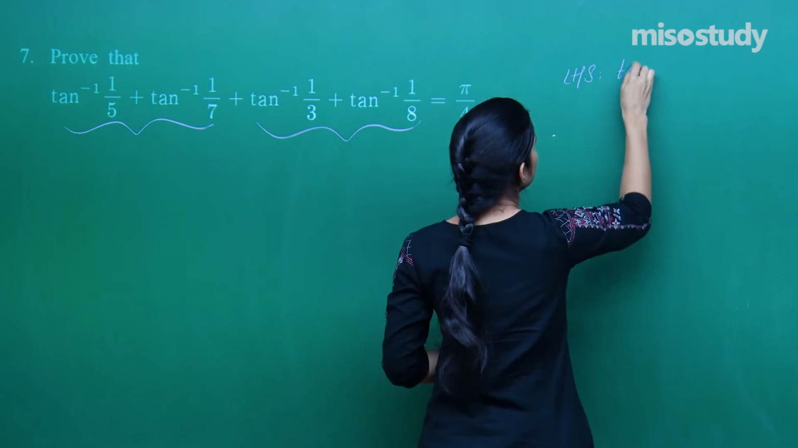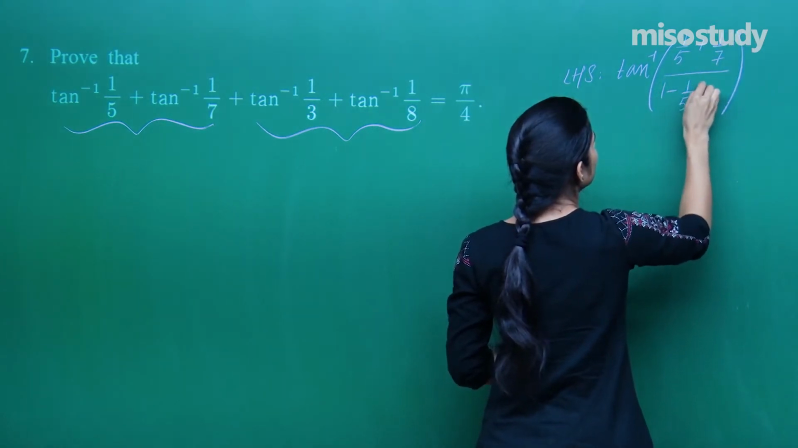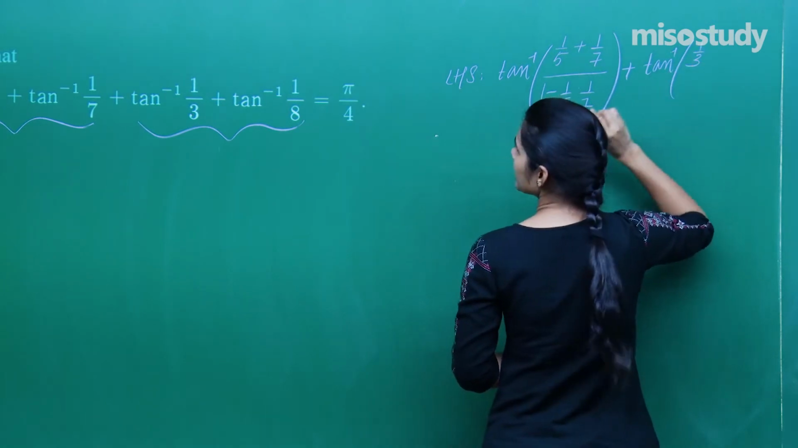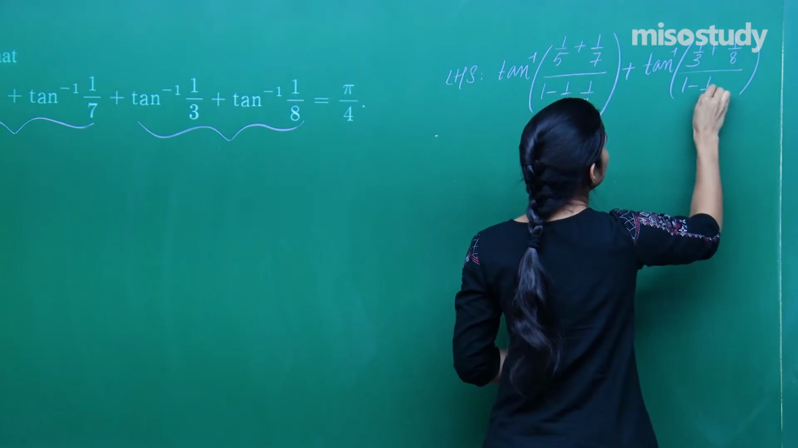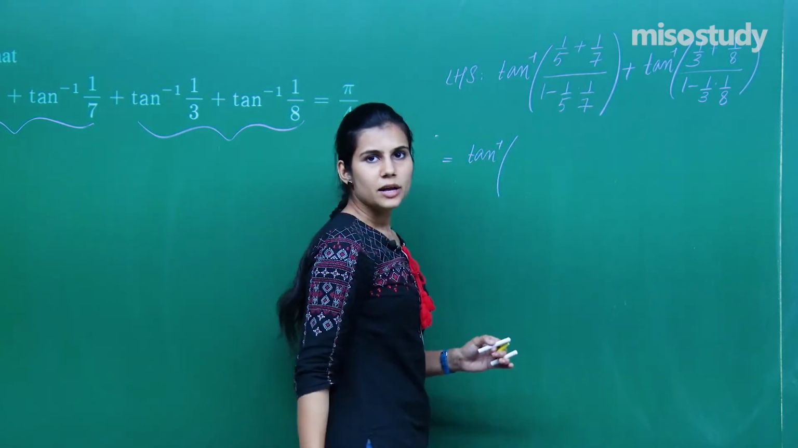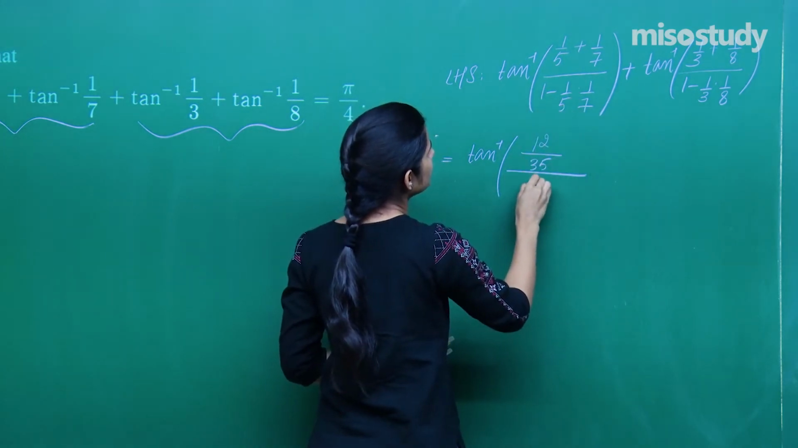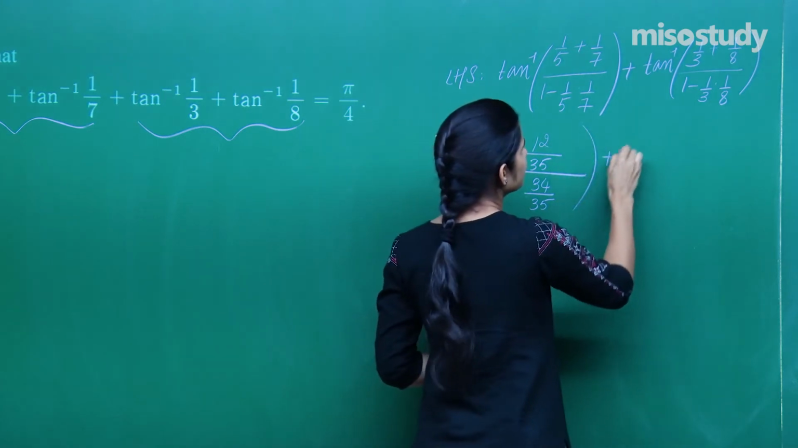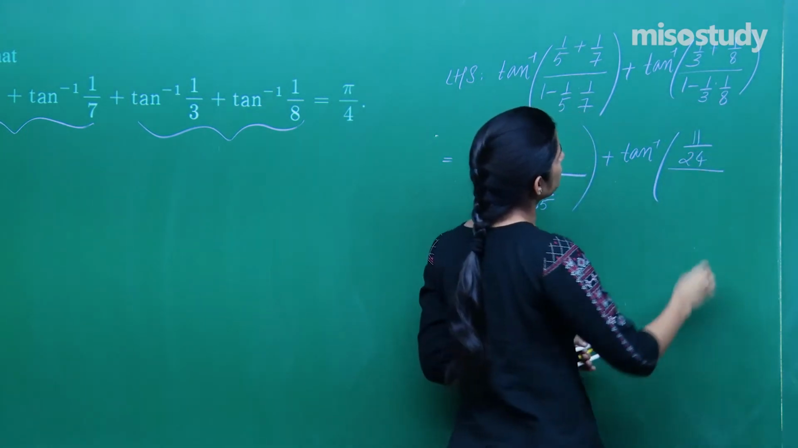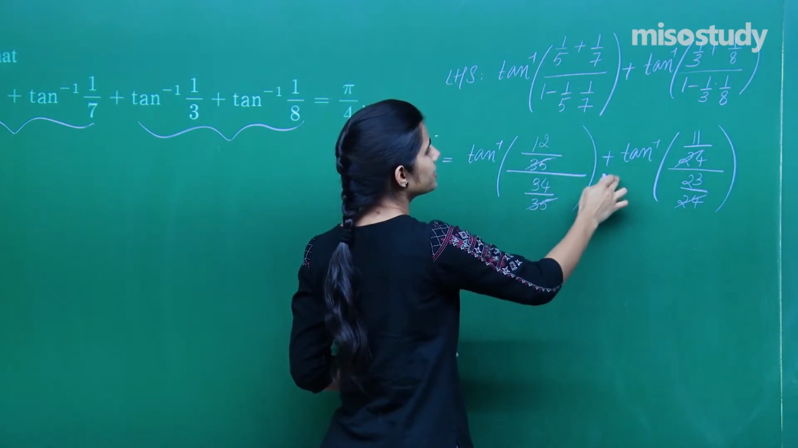Tan inverse A plus tan inverse B is tan inverse of (A plus B) upon (1 minus AB): tan inverse of (1/5 plus 1/7) upon (1 minus 1/5 into 1/7). Next you have tan inverse 1/3 plus tan inverse 1/8. So it is tan inverse, again plus is only there, (1/3 plus 1/8) whole upon (1 minus 1/3 into 1/8). Let's begin the computation. This is equal to tan inverse of, LCM is 35, 7 plus 5 that is 12 upon 35, whole upon 35 minus 1 is 34 upon 35, plus tan inverse of, here 24 is the LCM, 11 upon 24 whole upon 23 upon 24. Clearly this gets cancelled out. Now you have tan inverse of 12/34 plus tan inverse of 11/23.